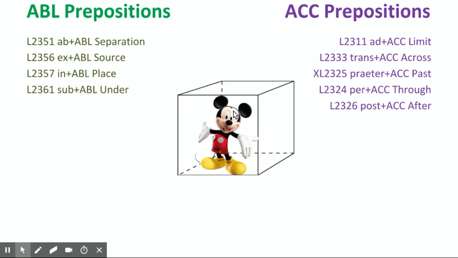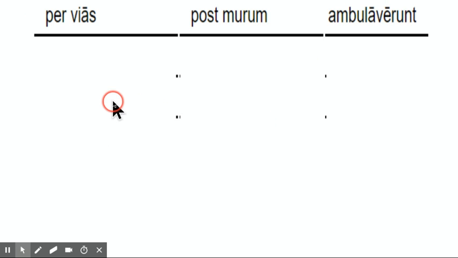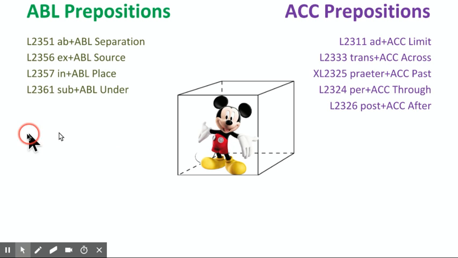Accusative and ablative prepositions, reviewing. Ablative: ab plus ablative, separation from; ex plus ablative, separation, source, out of; in plus ablative, in; sub plus ablative, under. Ad plus accusative, limit phrase, to or toward; trans plus accusative, across phrase; praeter plus accusative, past phrase. Now we're going to add per plus accusative, through, and post plus accusative, after.